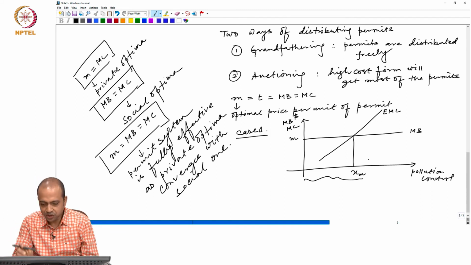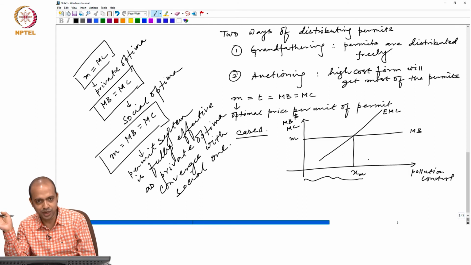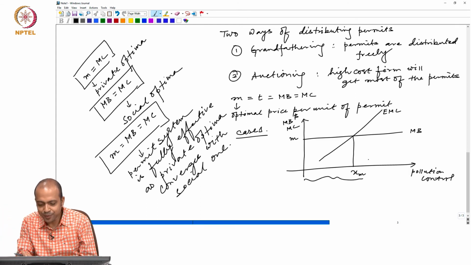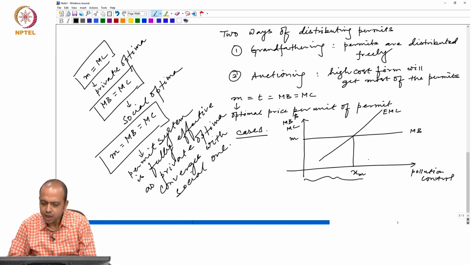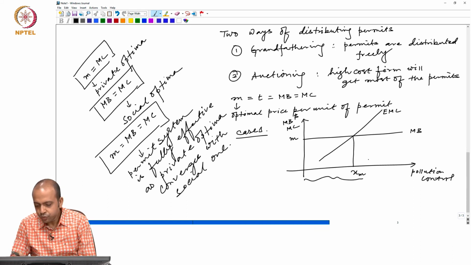If you think that you have only this much of permit, then for any level of pollution which is higher than xm, you have to abate. Or if you feel you can abate only xm level of pollution, then for the additional pollution you need more permits. Now, that is the way we can measure pollution control as well as permits on the same axis.